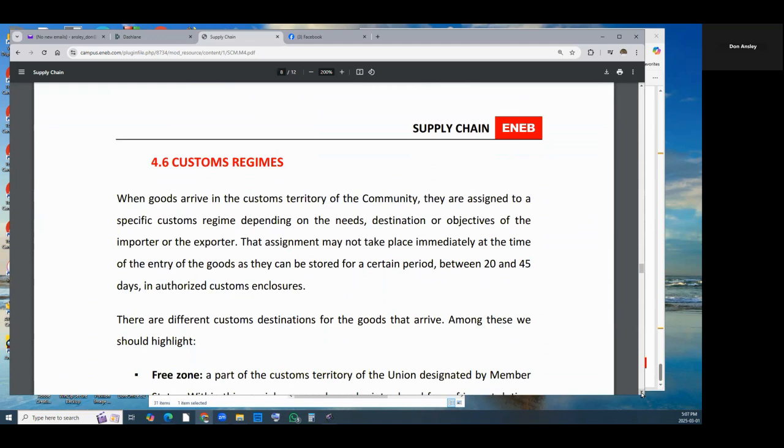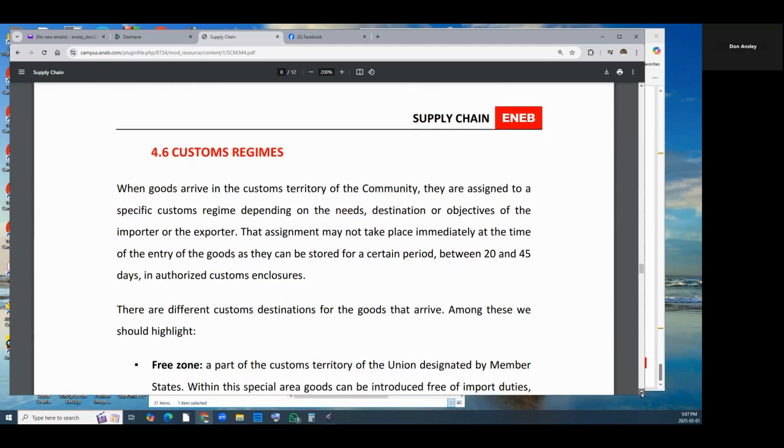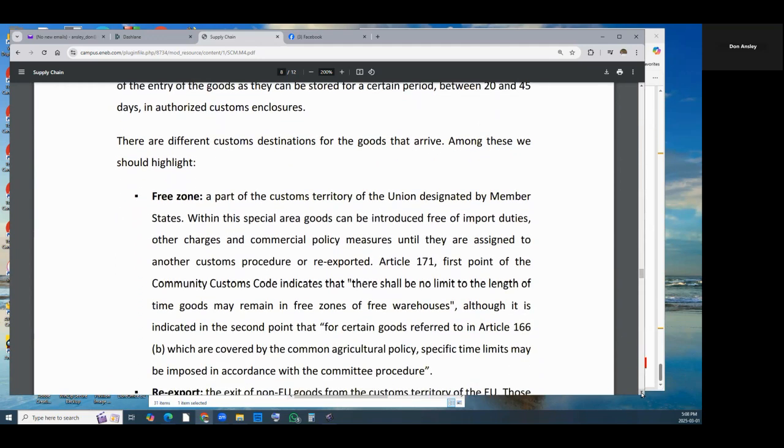Customs regimes. When goods arrive in the customs territory of the community, they are assigned to a specific customs regime, depending on the needs, destination, and objectives of the importer or the exporter. That assignment may not take place immediately at the time of the entry of the goods, as they can be stored for a certain period between 20 and 45 days in authorized customs enclosures. There are different customs destinations for the goods that arrive.